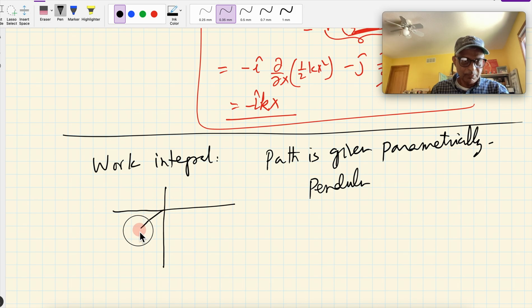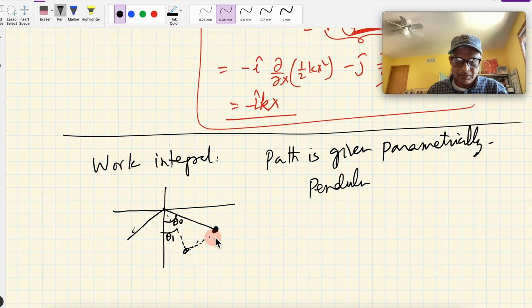So now let's do a pendulum this side. If you go from some theta 0 to theta 1, how much work will be done by gravity? Gravity is mg. How much work will be done by gravity when it goes from this position to this position on this path?